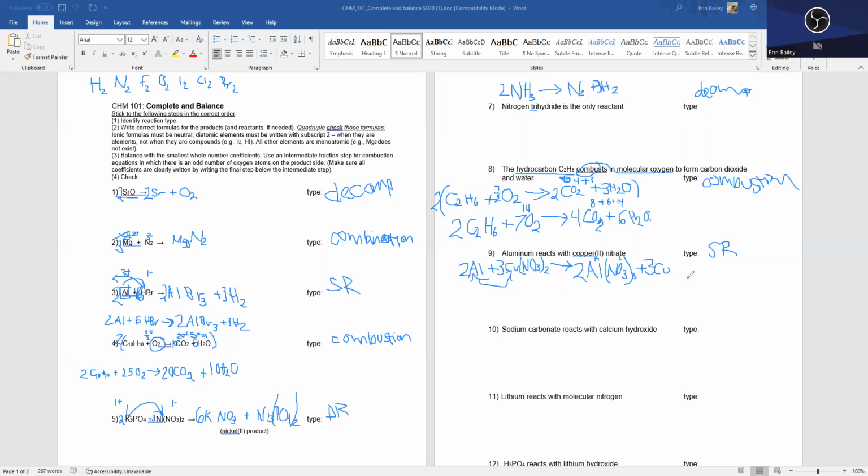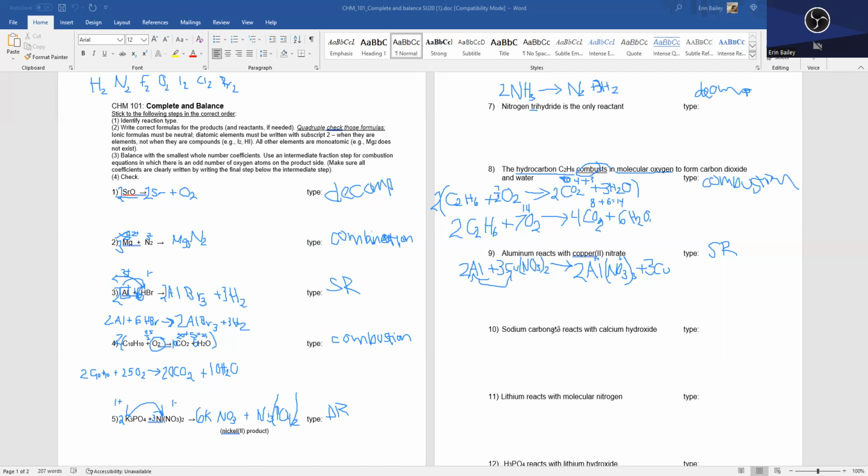It takes a lot of trial and error, but whenever you see a bunch of 3s and 2s next to each other, you just have to think, I'm probably going to have to use 6 here. All right, now we're going to go down to this one, sodium carbonate.